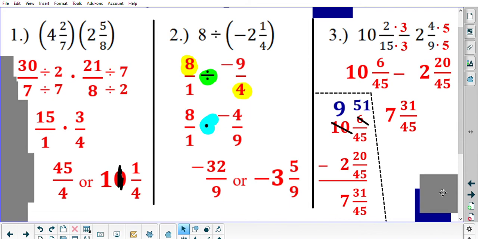Now, I would have to double check. Is that in simplest form? Well, it just so happens that 31 is a prime number. It is only divisible by 31 and 1. So the only way this would reduce is if the 45 was also divisible by 31. And it's not. So this is already in simplest form.